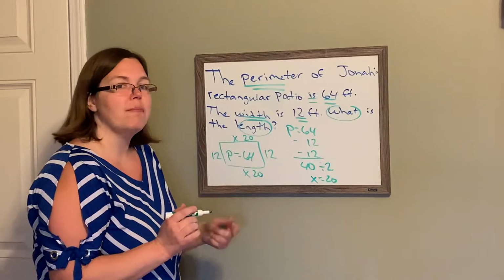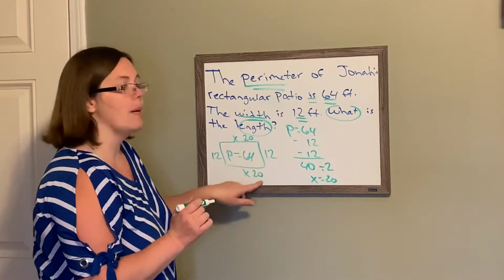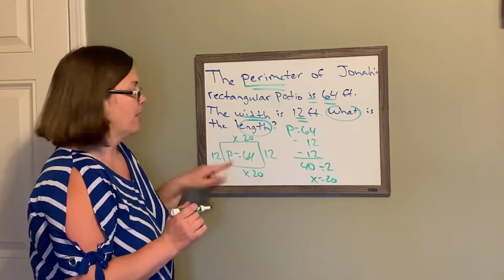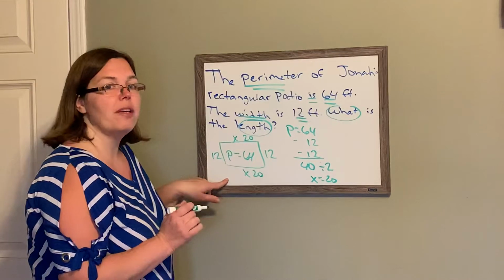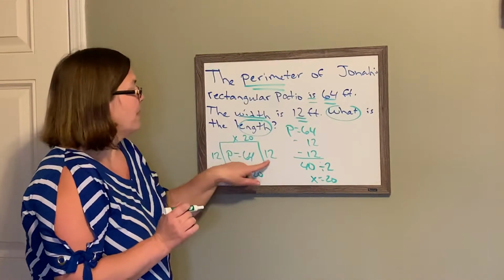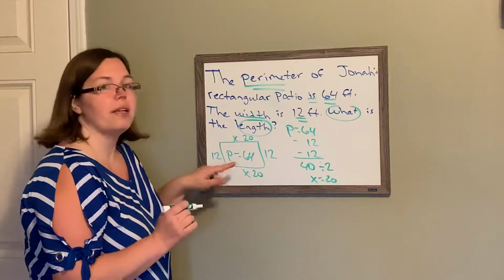I can double check myself by adding up all of these numbers to be sure I got 64. 20 plus 20 is 40. 40 plus 12 plus another 12 will give me the 64.